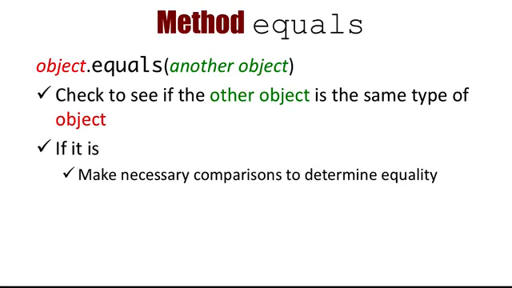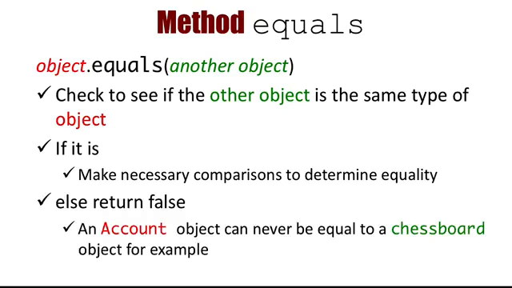If we are, then make the necessary comparisons to determine the equality according to your design. If it turned out that we weren't even looking at the same type of object, then we shouldn't even attempt to make the other comparisons. Simply return false. An account object will never be equal to a chessboard object, for example.